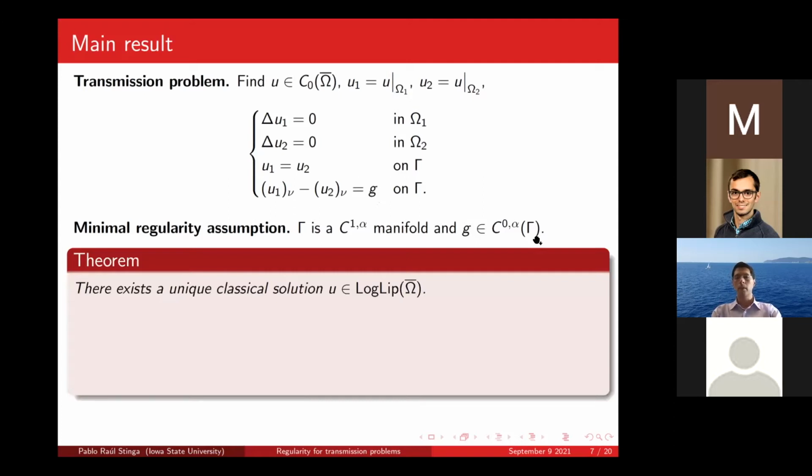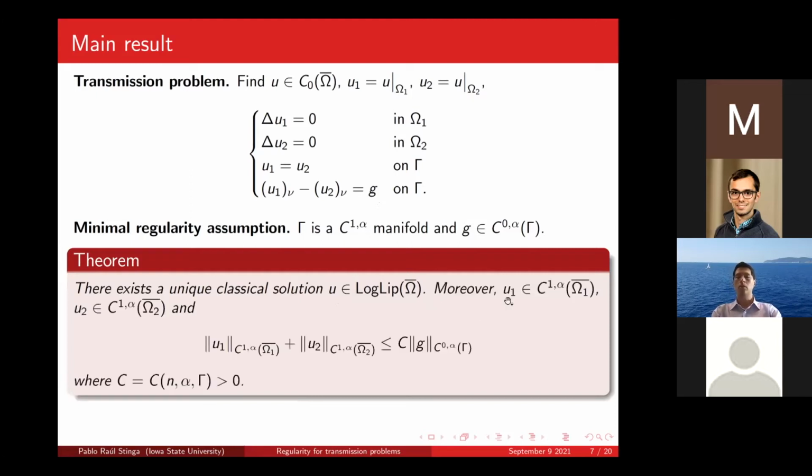So the theorem that we have with Luis and Maria says that there is a unique classical solution to the problem that is globally log Lipschitz. I'm going to write down in a second what it means. And also u1 in its domain omega 1 is C1 alpha up to the boundary, and u2 is C1 alpha up to the boundary, right? And with the estimates, the C1 alpha norms of u1 and u2 are controlled by the Hölder norm of g, and a constant C here depends on n, alpha and gamma. Okay?